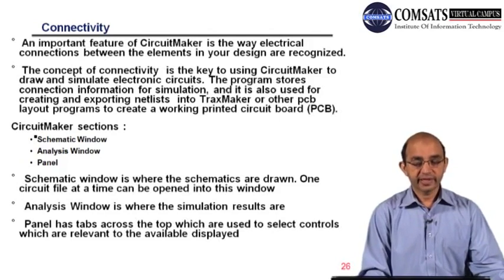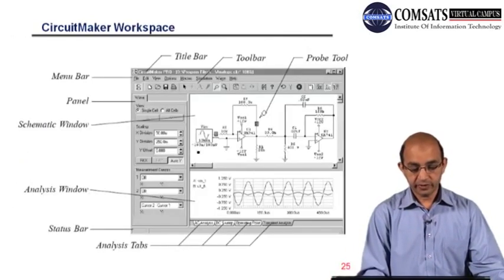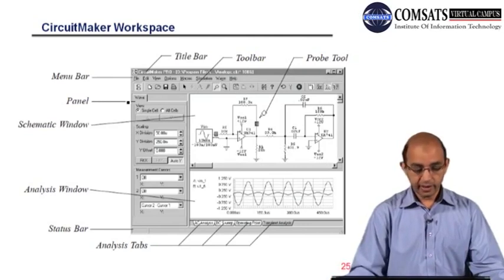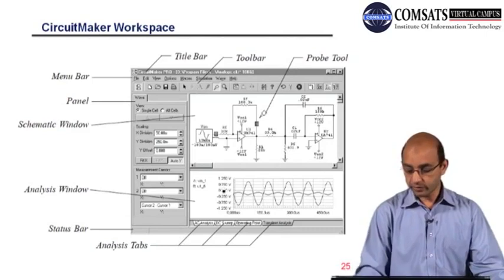And we have different sections in Circuit Maker: the schematic window, the analysis window and the panel. I have already discussed those. So this is the schematic window and this is the panel window, and then we have the analysis window.